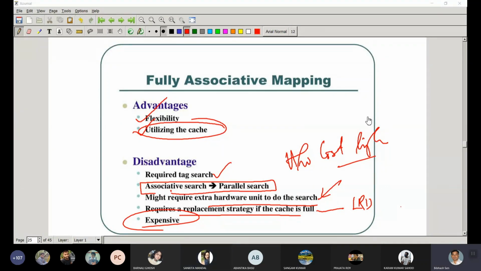So our objective is mainly lower miss rates and lower cost. I would like to reduce the cost, and also I would like to get the flexibility of associative mapping. That means my intention is to trade off between these two.